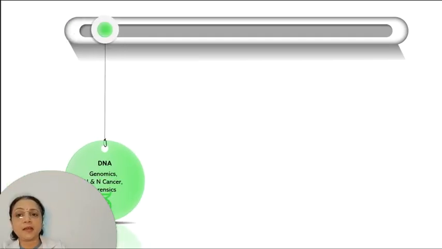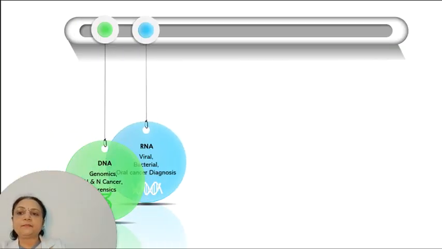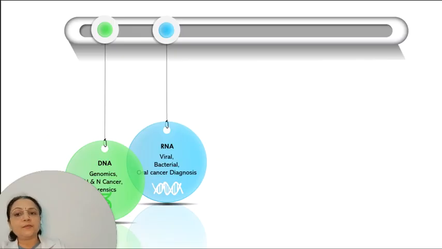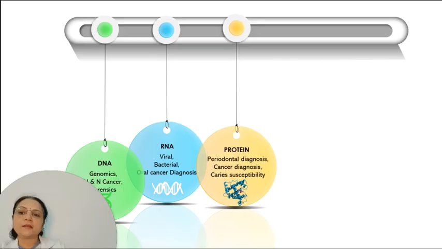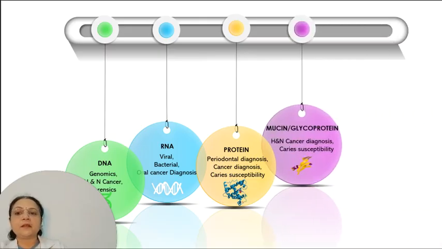First, the DNA markers, which can help in the diagnosis of head and neck cancers and in genome and forensic studies. Next, the RNA markers are used for detection of viral and bacterial pathogens and also for oral cancer diagnosis. Third, the protein markers are useful in diagnosing periodontal diseases and cancer and caries susceptibility. Mucin can also be used for cancer diagnosis.